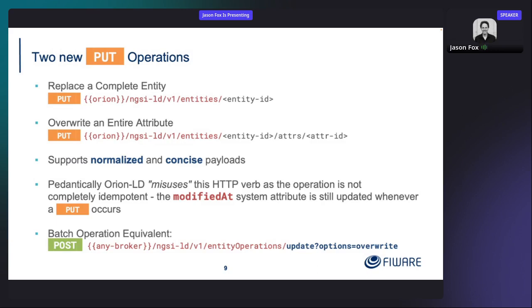However, under the hood, if you use the sysAttrs query parameter, you can get a modifiedAt system attribute. And obviously, this is updated whenever put occurs. So it's a diversion from pure idempotency, but it's still necessary. Obviously, there is already an existing batch equivalent, which is just entityOperations update, which, with the override option, is going to give you a put equivalent.